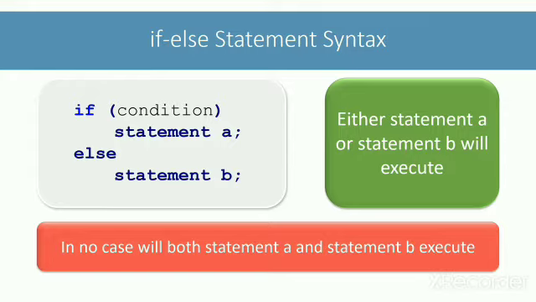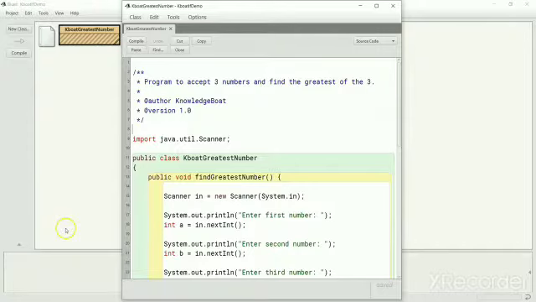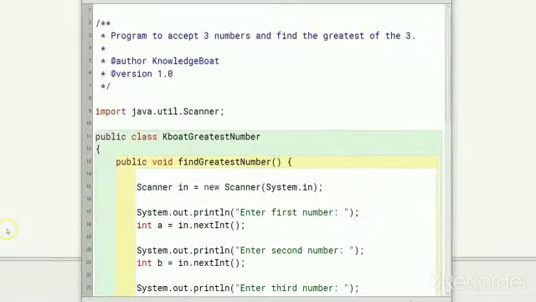Enough theory, it is time to look at a few BlueJ programs to see the if-else statement in action. This first program takes three numbers as input from the user and prints the largest of the three numbers. This program demonstrates the simple use of the if statement without any else clause. Let's go through the program to understand it.